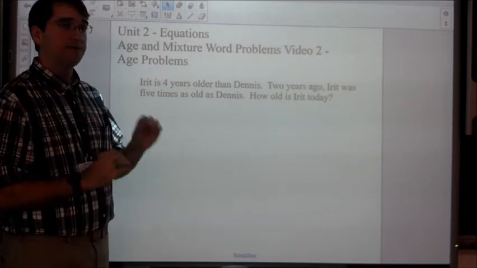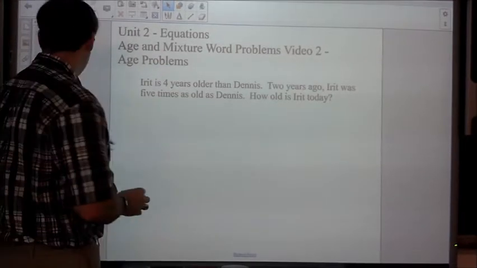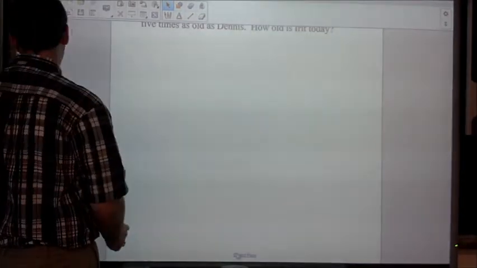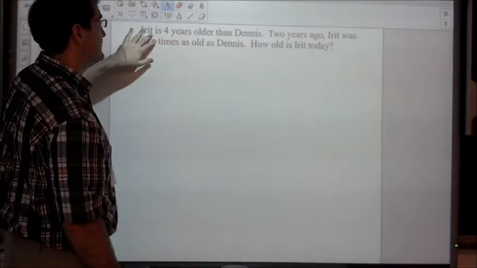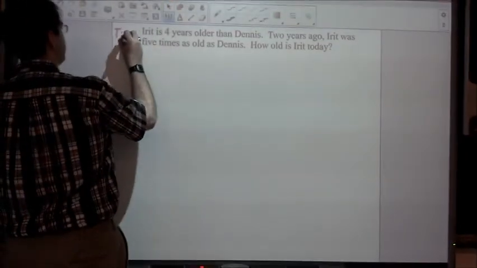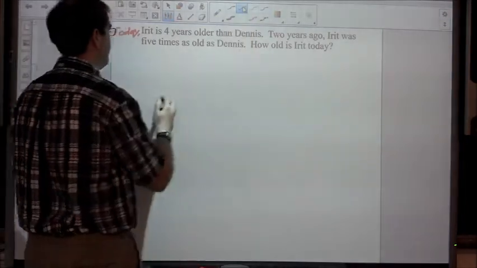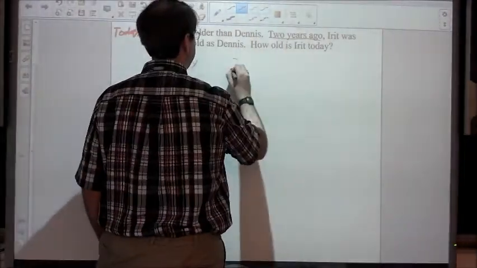And what I recommend is first, make a little table to understand what's happening. Make a table about right now, about today, since that's kind of implied right here. Arit today is 4 years older than Dennis. Write that in there. If it doesn't specify what the time frame is, you should assume that's right now. So there's today, and then there's 2 years ago.